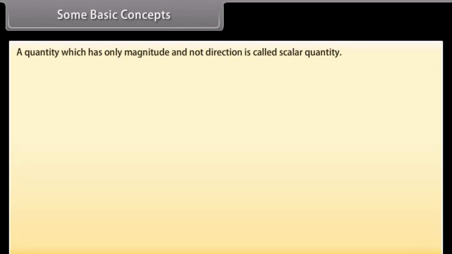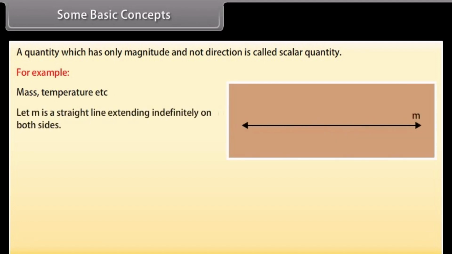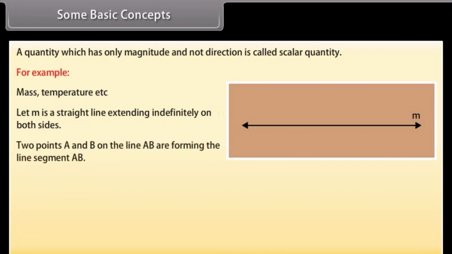Some basic concepts. A quantity which has only magnitude and not direction is called a scalar quantity. For example, mass, temperature, etc. Let M be a straight line extending indefinitely on both sides. 2 points A and B on the line form the line segment AB.